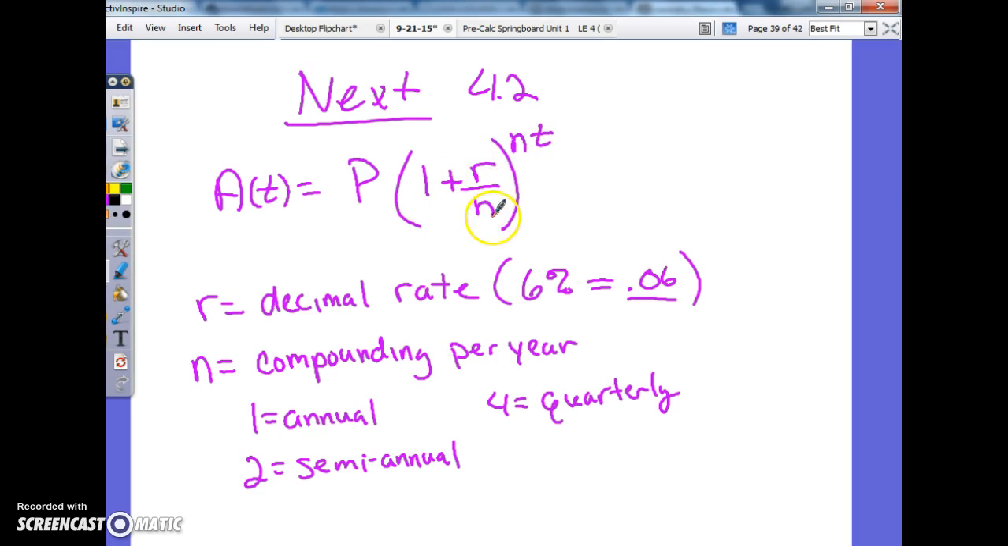So 1 plus r over n to the nt. N is your compounding period. We adjust the rate. All right? I'll give an example here.